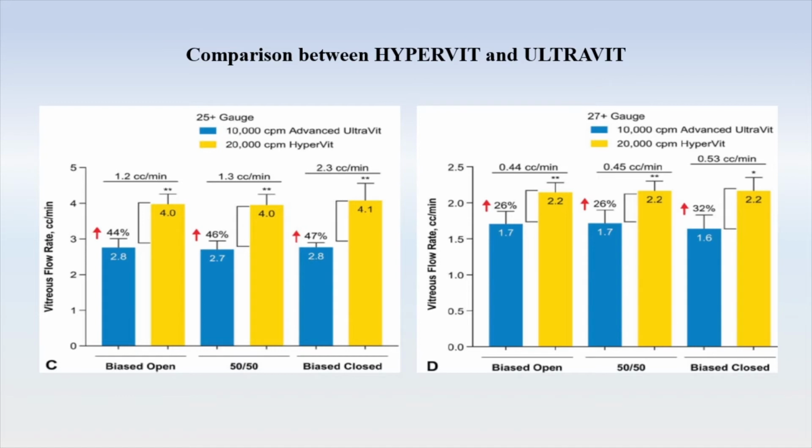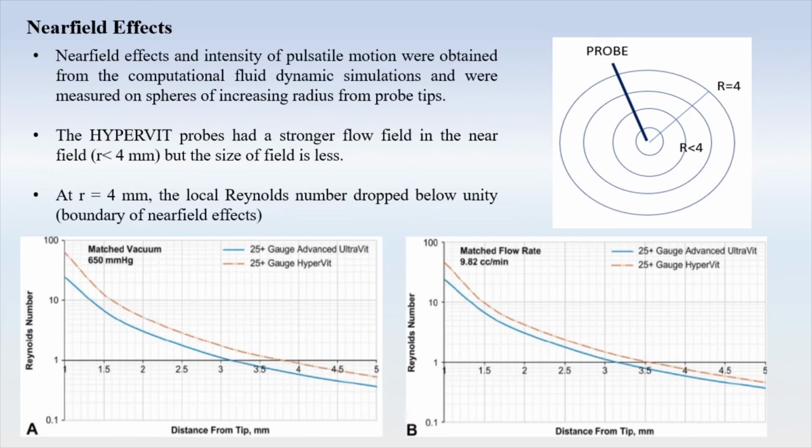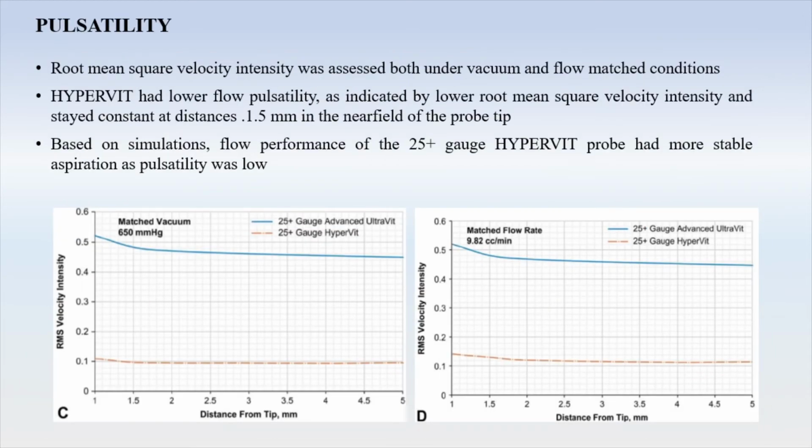And when they compared between the two systems, hypervit and ultravit, it was seen that the flow rate was more for hypervit. Now, coming to the near field effect, the near field effect for hypervit was stronger compared to the other system. Pulsatility, which denotes the turbulence, is also low for hypervit, and the flow was more stable. From the graph, we can see that at matched flow rate and vacuum, advanced ultravit has more pulsatility, that is more turbulence, than the hypervit.